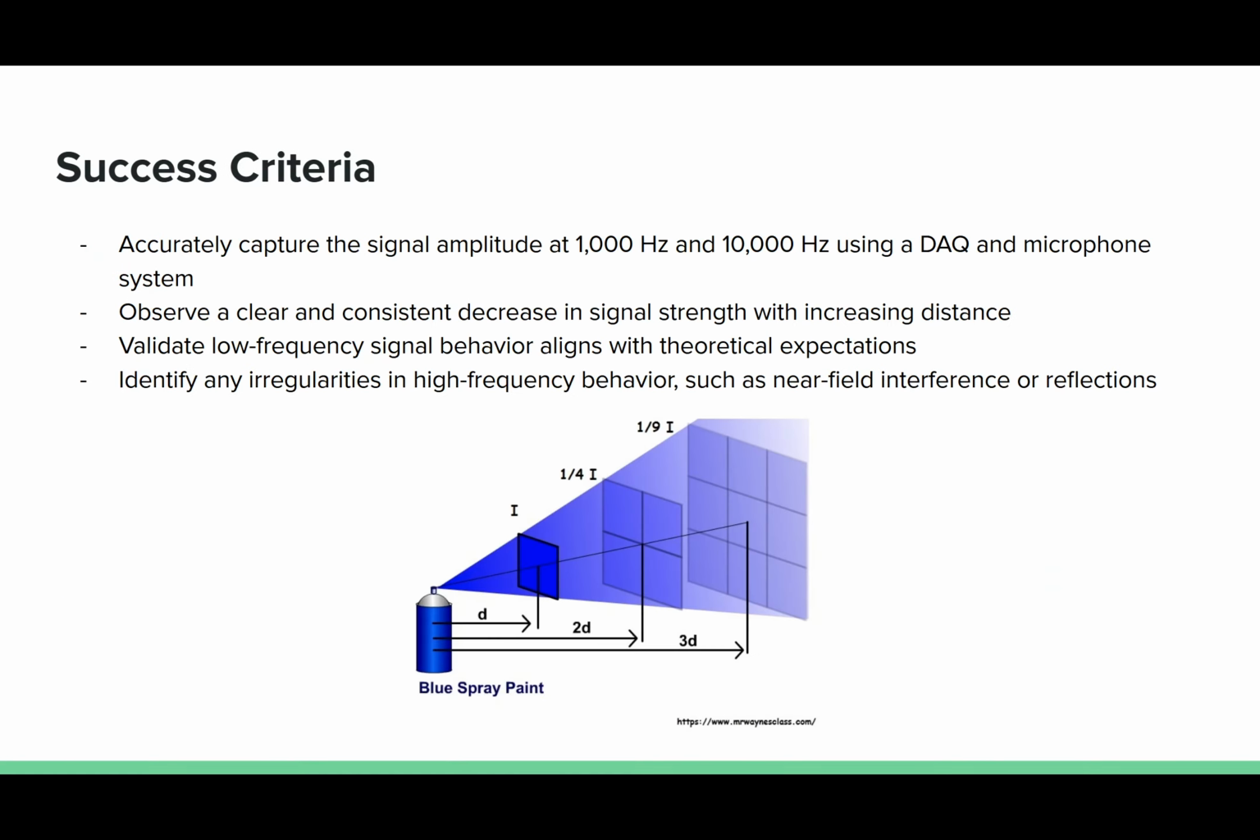So, success criteria. The goal of this experiment was to measure how sound signal strength changes with distance using a DAC and microphone system. Success was defined by four key criteria. First, the system needed to accurately capture the signal amplitude at both 1000 Hz and 10,000 Hz. Second, I expected to see a clear decrease in signal strength with increasing distance. Third, the 1000 Hz results needed to show predictable behavior that aligns with acoustic theory. And finally, I aimed to identify and explain irregularities in the 10,000 Hz data, such as interference or near field effects.